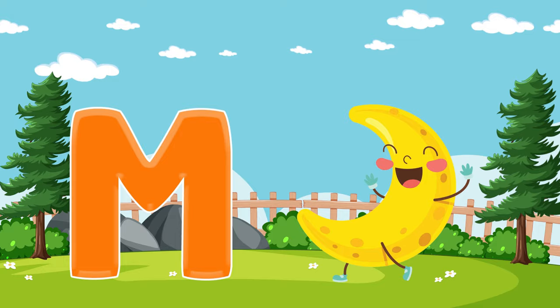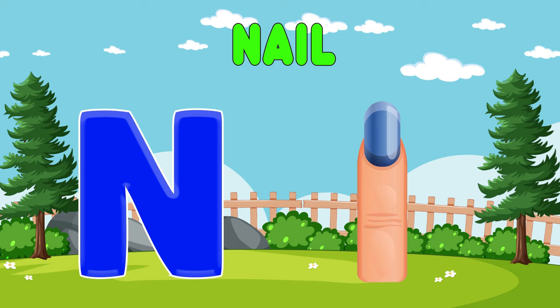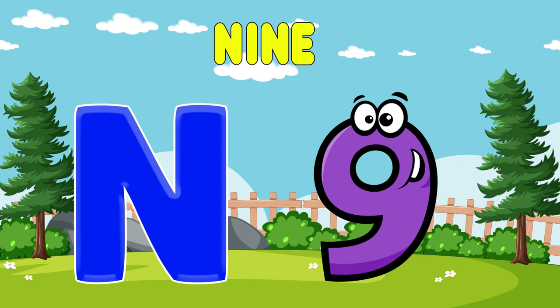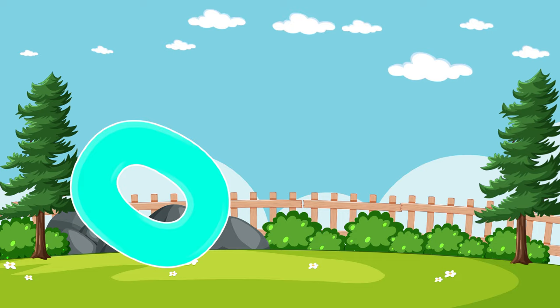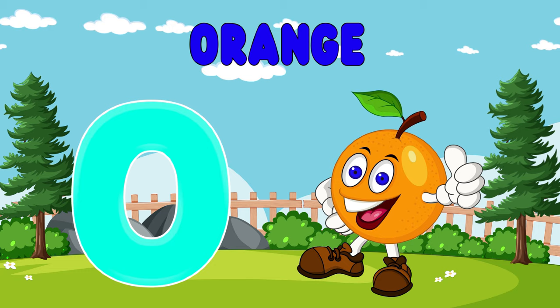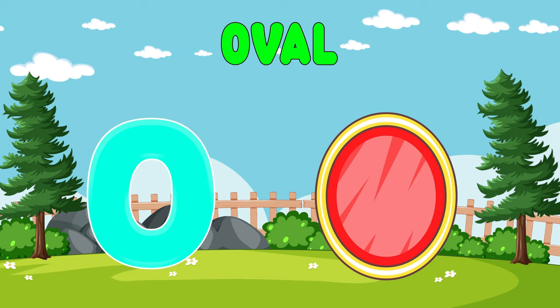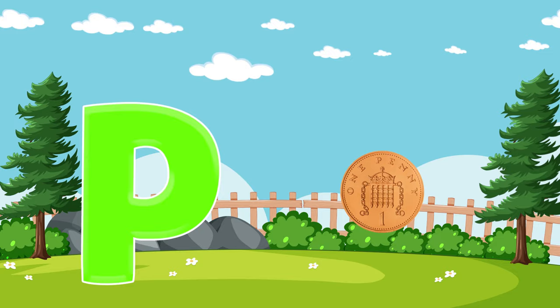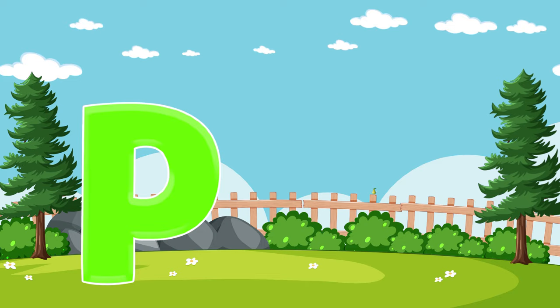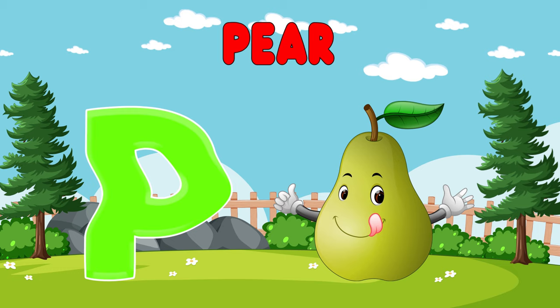N is for nail. Nail. N is for nine. Nine. O is for orange. Orange. O is for oval. Oval. P is for penny. Penny. P is for pear. Pear.